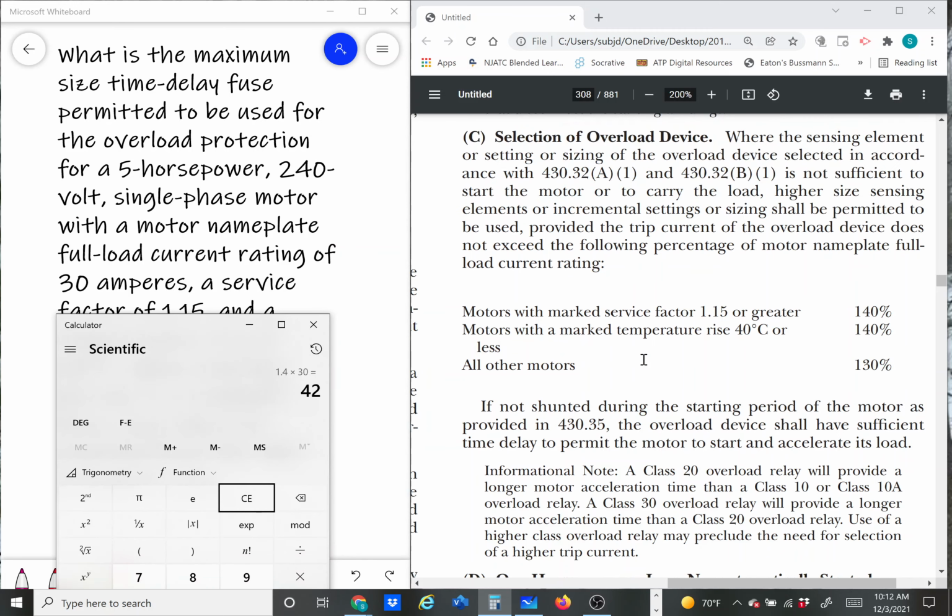So let's see what the code says. Provided the trip current of the overload device does not exceed the following percentage. So does not exceed means I can't go up to 45. That means I have to round down to a 40 amp breaker. Okay, so I'm still doing the same calculations. I just have to round down if I'm going to use a fuse or a circuit breaker.